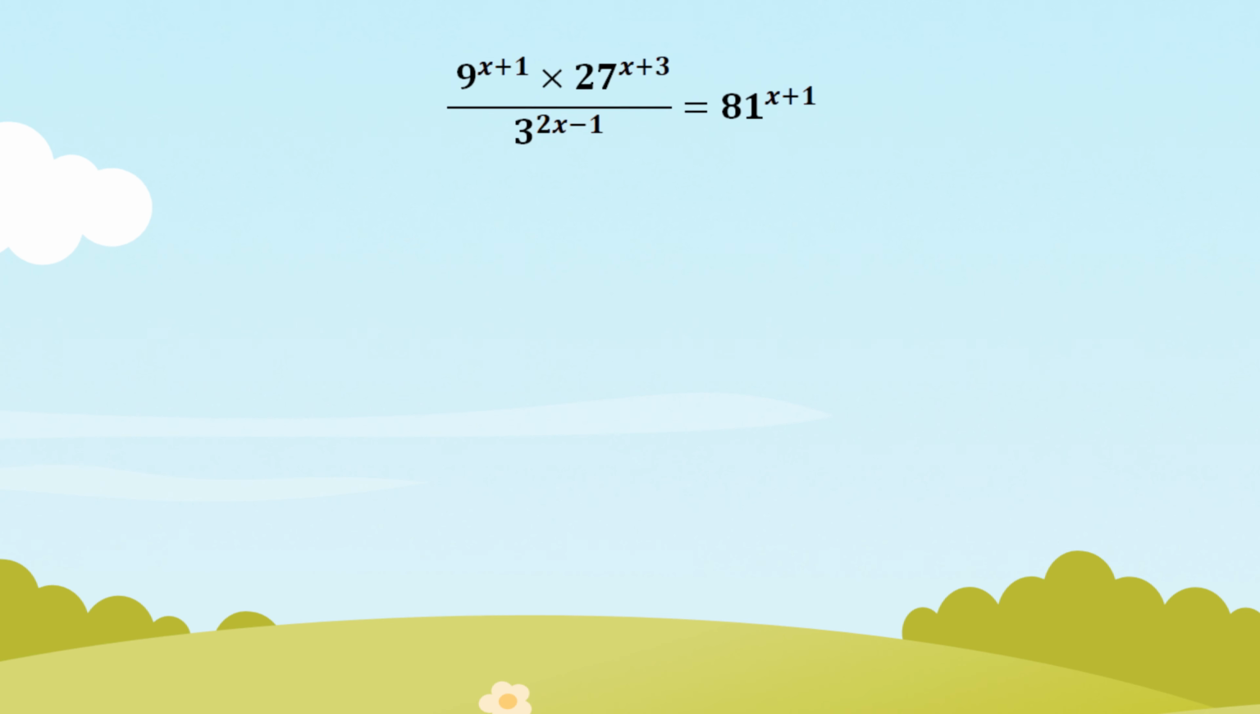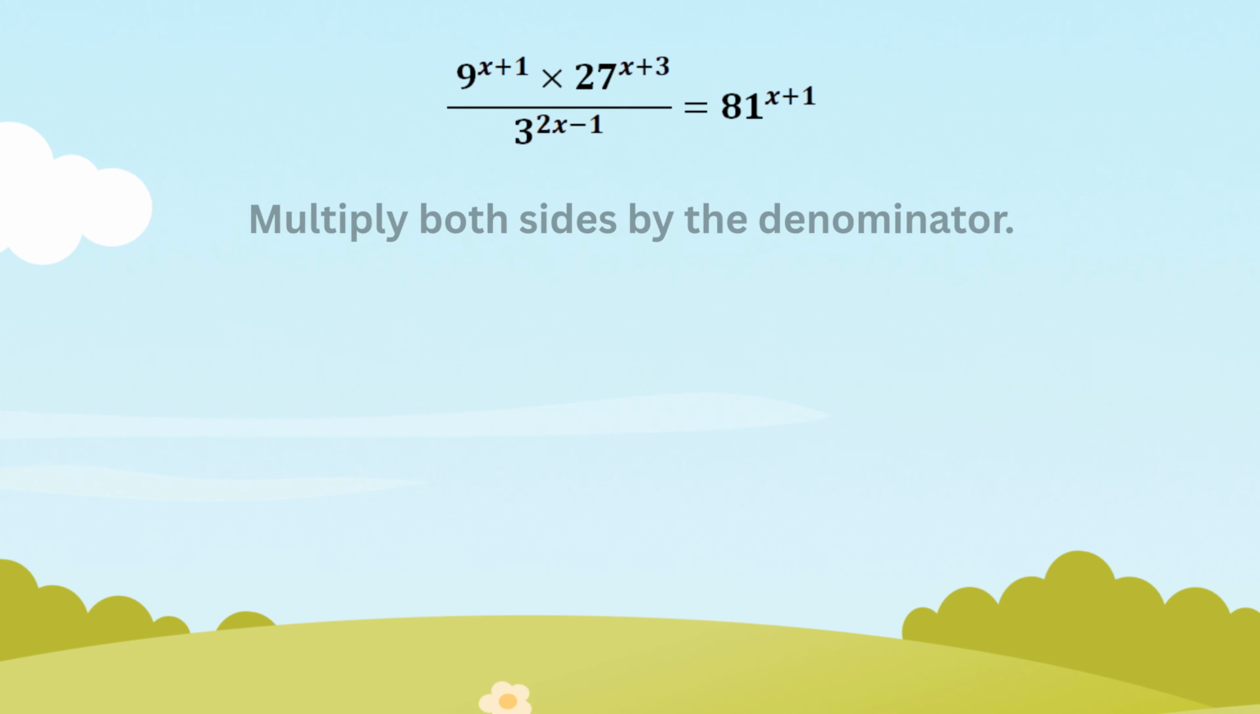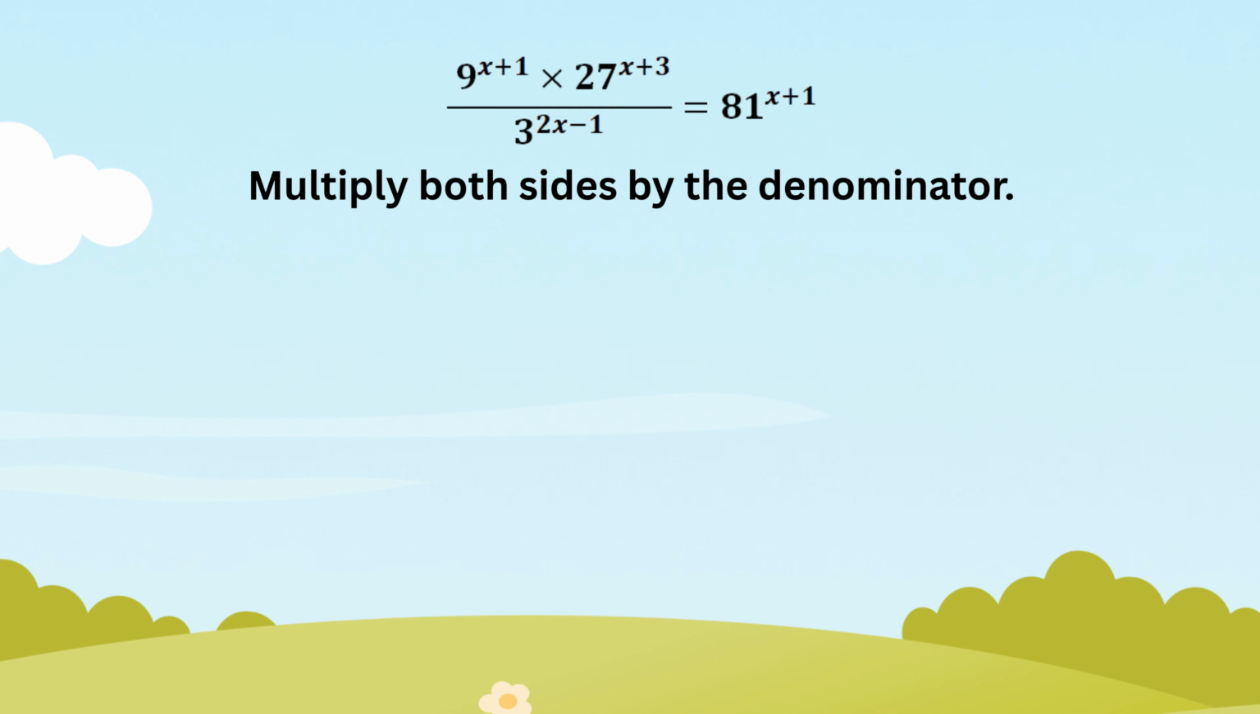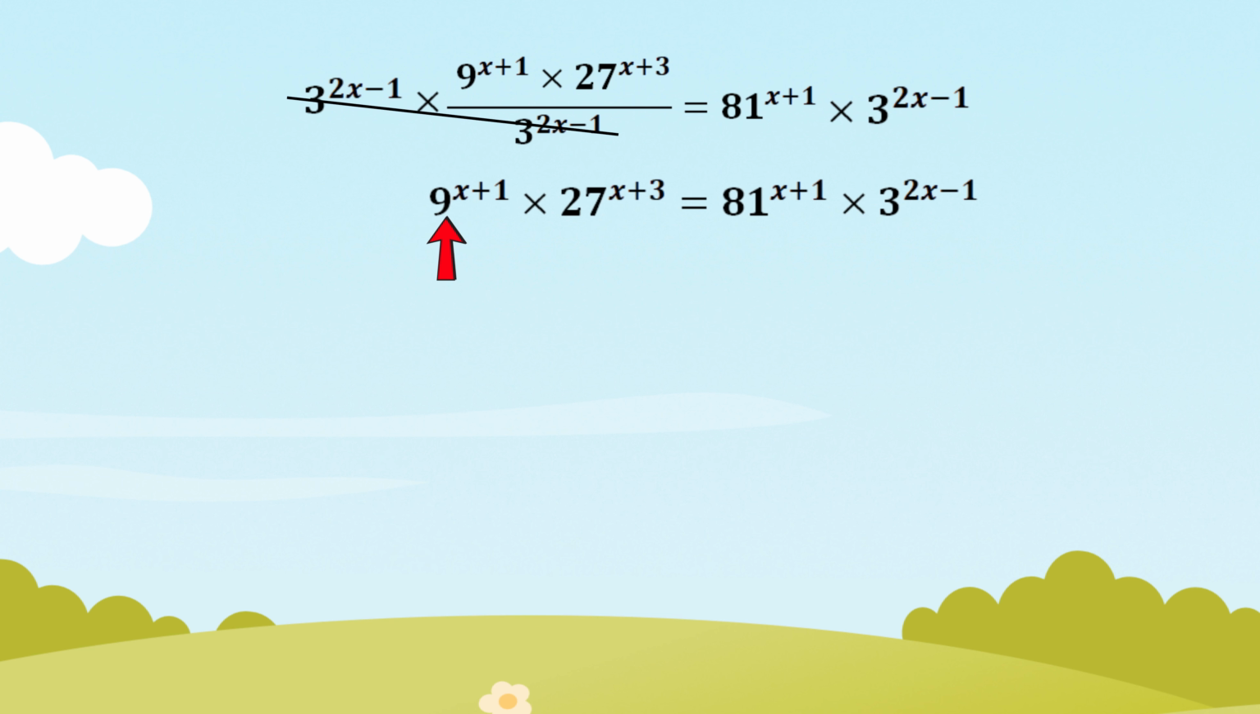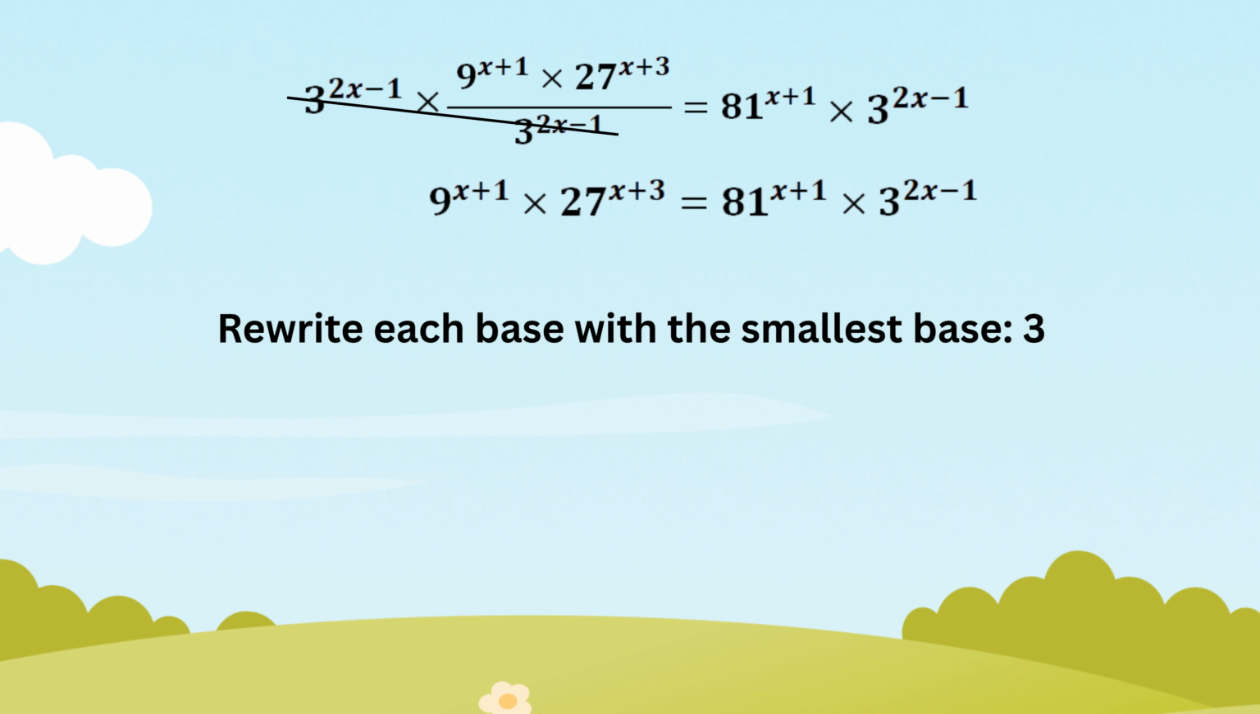The last example is the most fun. One approach is to get rid of the fraction first by multiplying both sides by the denominator. So we multiply both sides by 3 to the power 2x minus 1, which eliminates the denominator on the left. We have 4 different bases, 9, 27, 81, and 3. And so the aim is to rewrite them all to a common base. The smallest base is 3, so we'll rewrite all of them using base 3.